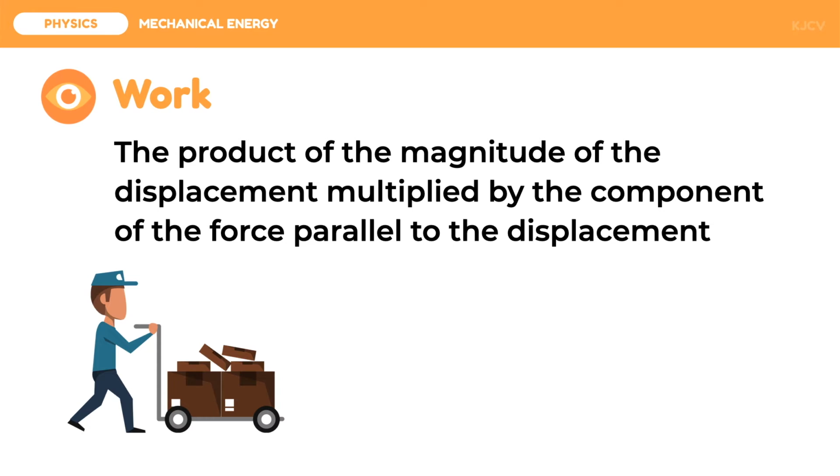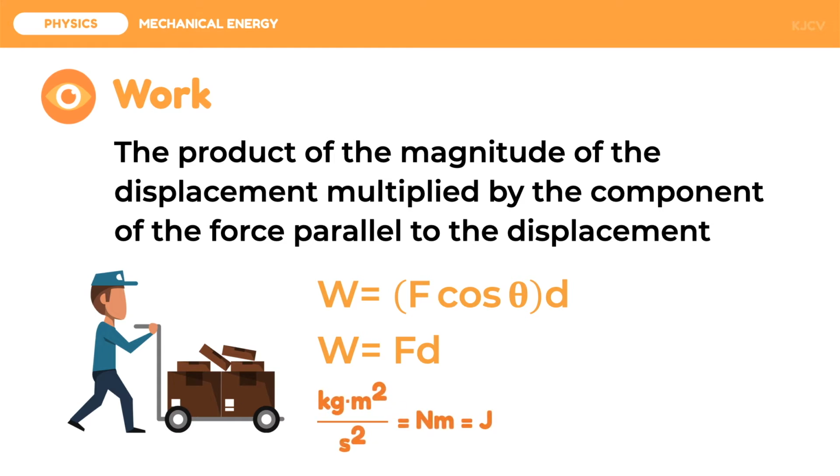A force exerted on an object, even if it is not parallel to the displacement of the object, can still be used as long as we get the component of that force using the trigonometric function cosine. When the force is parallel to the object, it can be simply written as work is equal to force times displacement. Its unit will be kilograms meters squared per second squared, or Newton meter or joules.